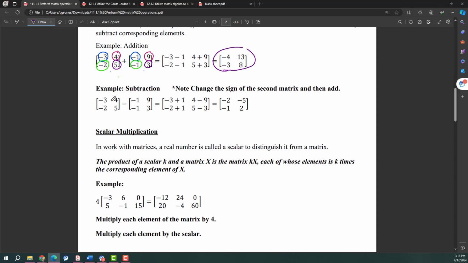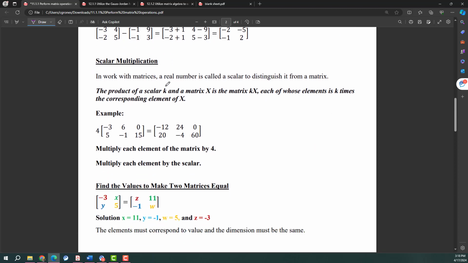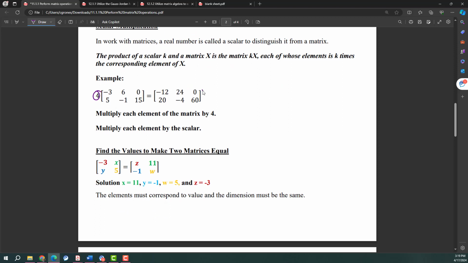Same thing with subtraction. You're going to subtract the numbers that are in the same position. In scalar multiplication, a scalar is like a number that is in front of your matrix, and you're going to multiply every single element by that number that is being multiplied in. So in this case, it's number 4. We multiply 4 to every single number in our matrix, and we end up with this as our answer.